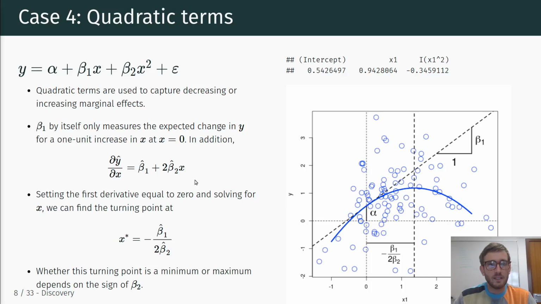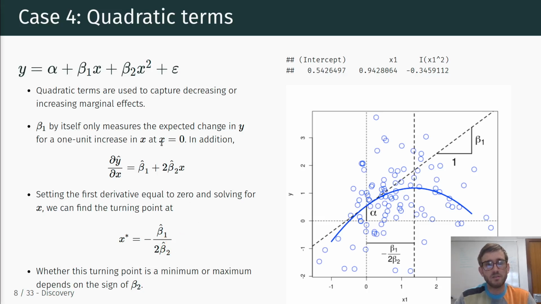Okay. So if we take this function and set it equal to 0 and then solve for x, we can put this beta 1 on the other side and divide by 2 times beta 2. And that means solving for x, we get this equation x star, that's our critical point, is minus beta 1 divided by 2 times beta 2.